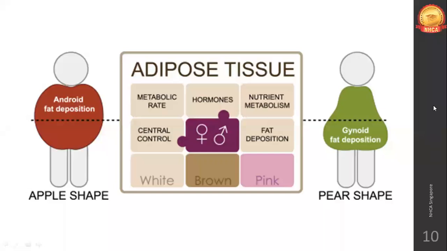Pink adipose tissue is found in women, specifically on the thighs, hip, and buttocks, and this is to support pregnancy. And not just pregnancy but also lactation. During lactation, when more energy and more fat is required to produce breast milk, the fat from the pink adipose tissue will be moved.